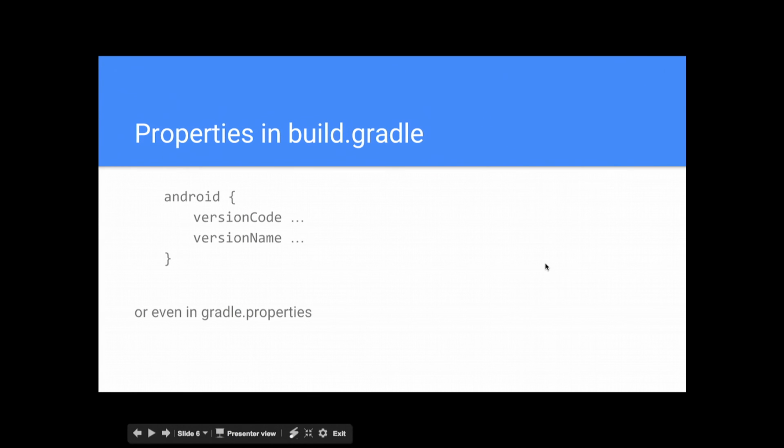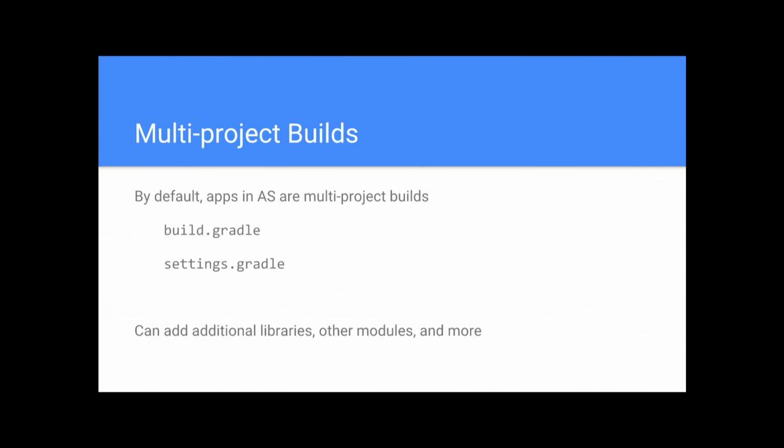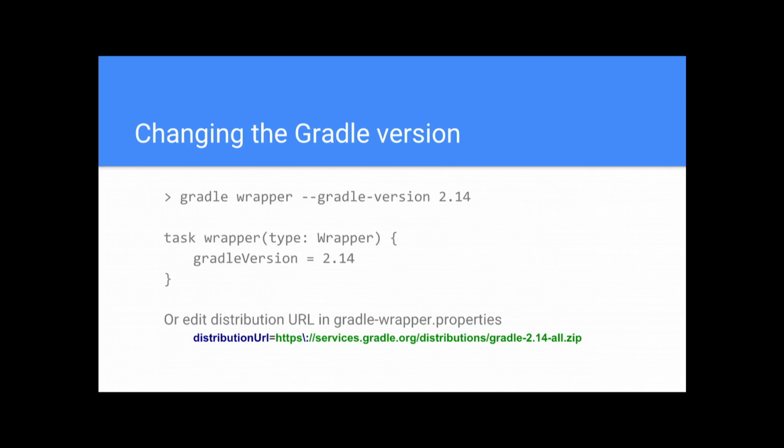Here in the slides, I mentioned version code and version name. There's also a Gradle.properties file, which is very useful as a way to externalize some of your existing properties. By default, you get build.gradle and settings.gradle and build.gradle inside the app as well. You can add other libraries and so on.